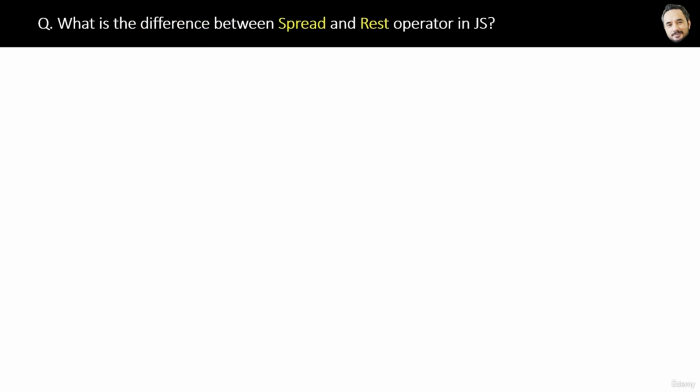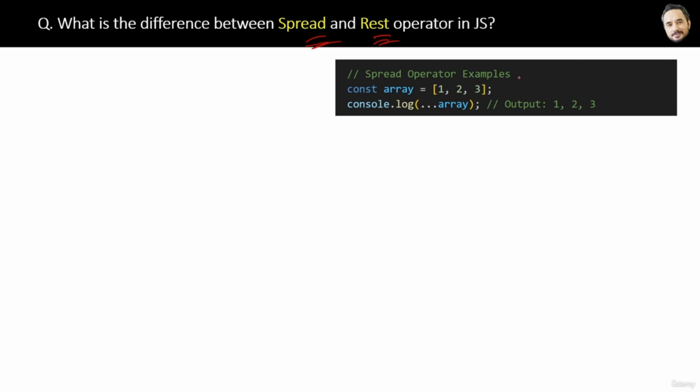What is the difference between spread and rest operator in JavaScript? Today I will clear the confusion between spread and rest operators, which look the same, 3 dots, right? Let's first explore the spread operator. Here is the code. The spread operator is denoted by these 3 dots. Here you can see one array and then we are using the spread operator to expand the array into individual elements 1, 2 and 3. So here the output is a list of individual elements, not an array.